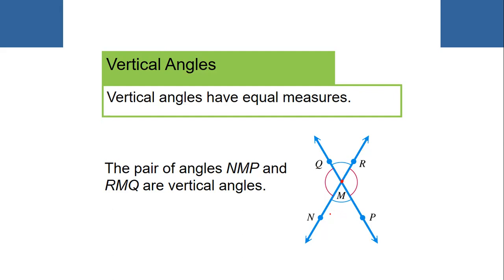Okay. So in the case of here, we know that angle NMP equals angle RMQ. We also know that angle NMQ equals angle PMR because they are opposite angles. So opposite angles are going to be equal measures. Okay, that's vertical angles.